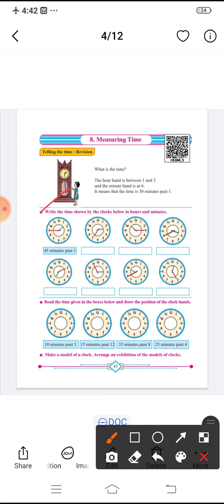Yes students, because the minutes hand has crossed 6. Now in some 20 minutes or 25 minutes it is going to be 3 o'clock. Correct now? In 25 minutes it is going to be 3 o'clock. So it has started moving out from 2, because it has to land on 3 in 25 minutes.